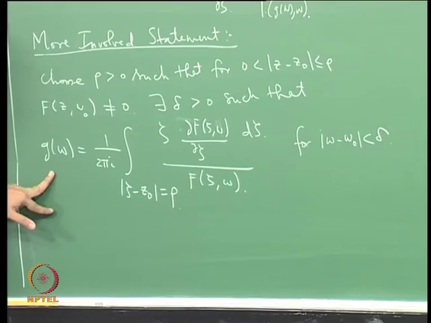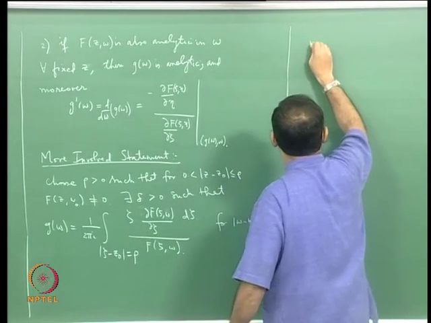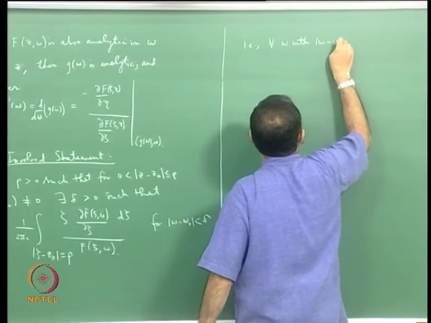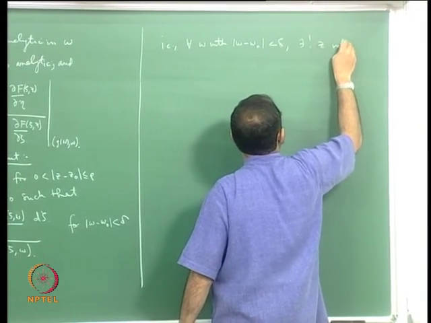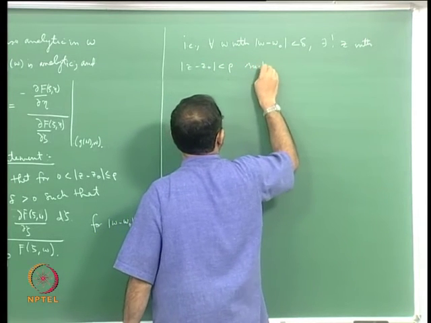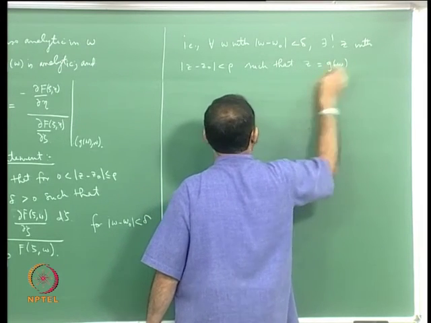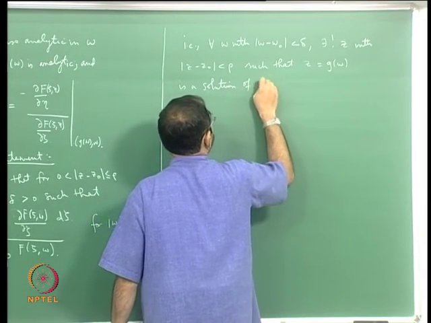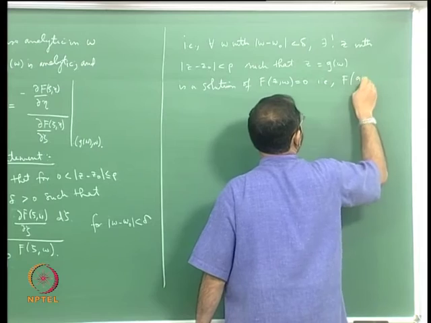Okay, so what this tells you is that for every w with mod w minus w naught strictly less than delta, there exists a unique z with mod z minus z naught strictly less than rho, such that z equal to g of w is a solution of f of z comma w equal to 0, that is, f of g of w comma w is 0.